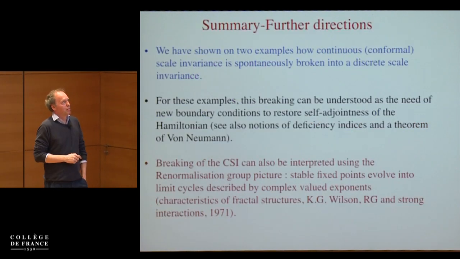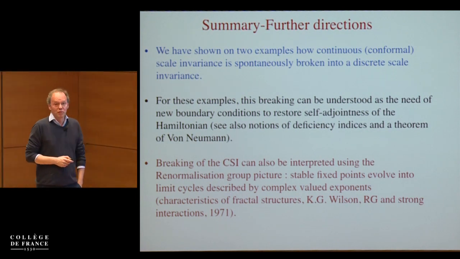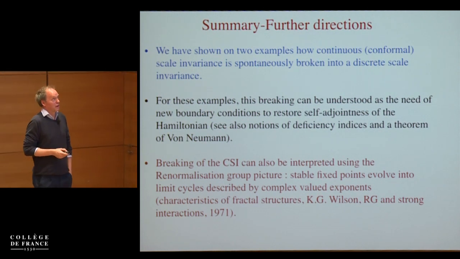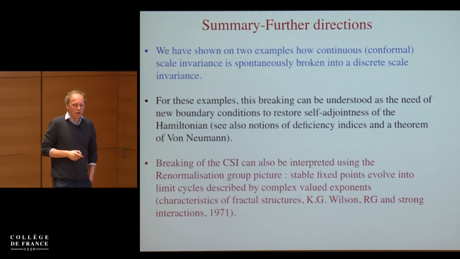So this is about this Dirac problem, and now I would like to wrap up and just summarize and give further directions of the two examples that I said. So what I have shown here, I have given two examples of how a continuous conformal scale invariance is spontaneously broken into a discrete scale invariance: the Schrödinger problem with 1 over r squared, attractive, and this Dirac Coulomb problem. For these examples, this breaking of scale invariance can be understood as the need of new boundary conditions to restore self-adjointness of the Hamiltonian.